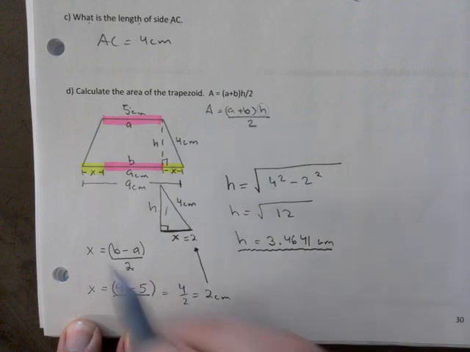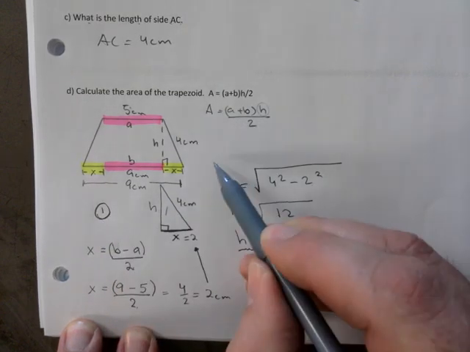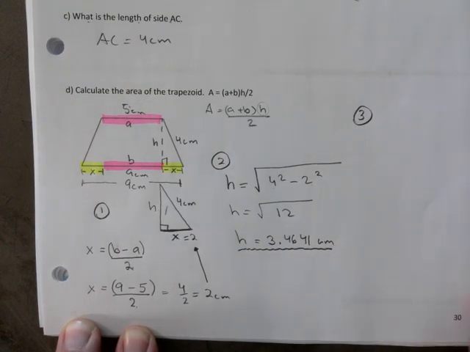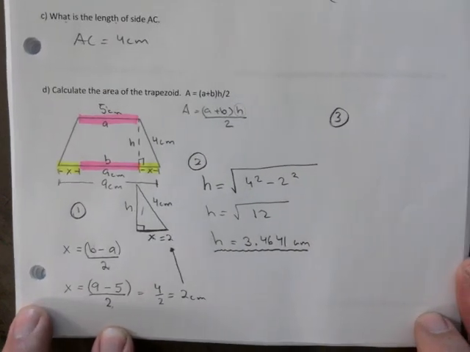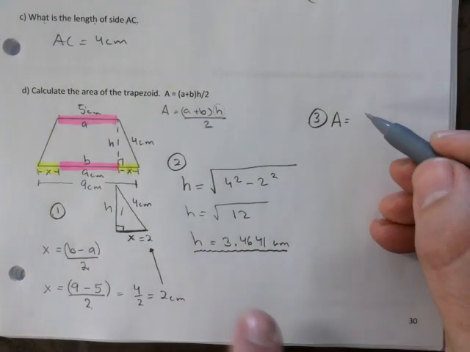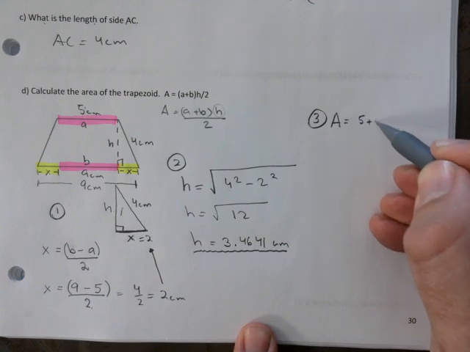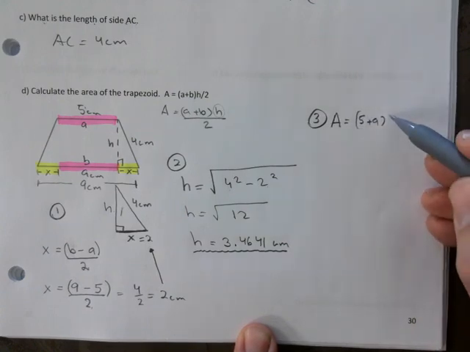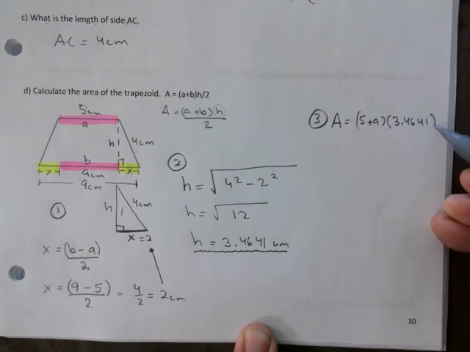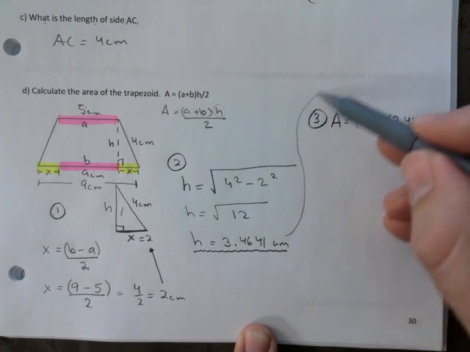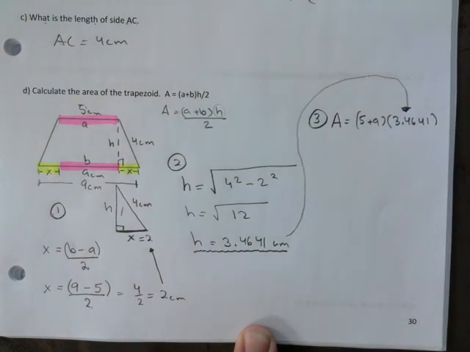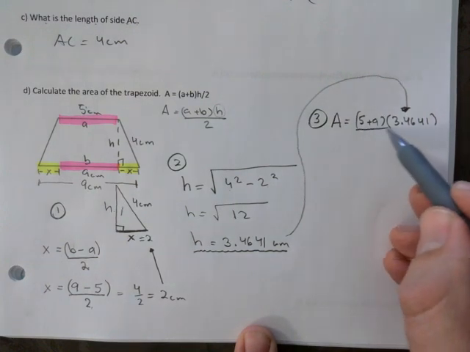Underline that because it's important. So let's do steps here. This was step number 1, step number 2, and then step number 3 is now finding the area. So area is A plus B, right? You go A plus B, put that in brackets, times the height. You just found this height. Divided by 2.